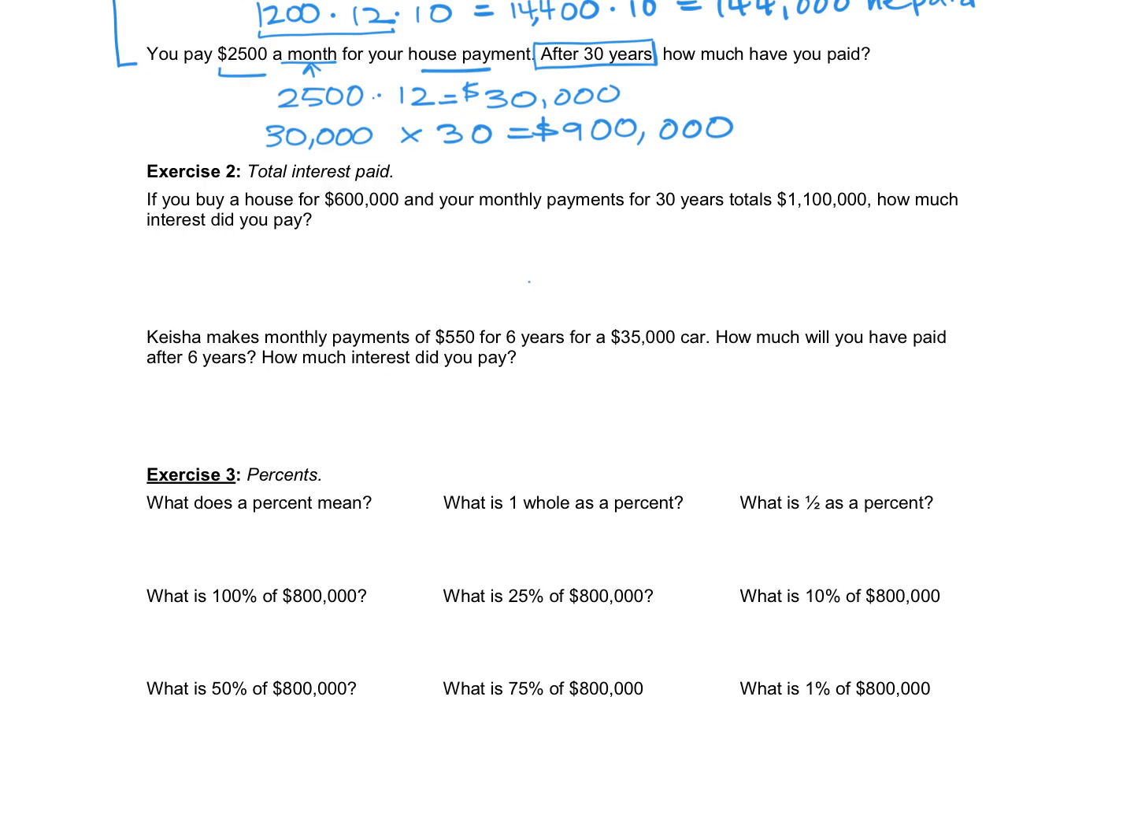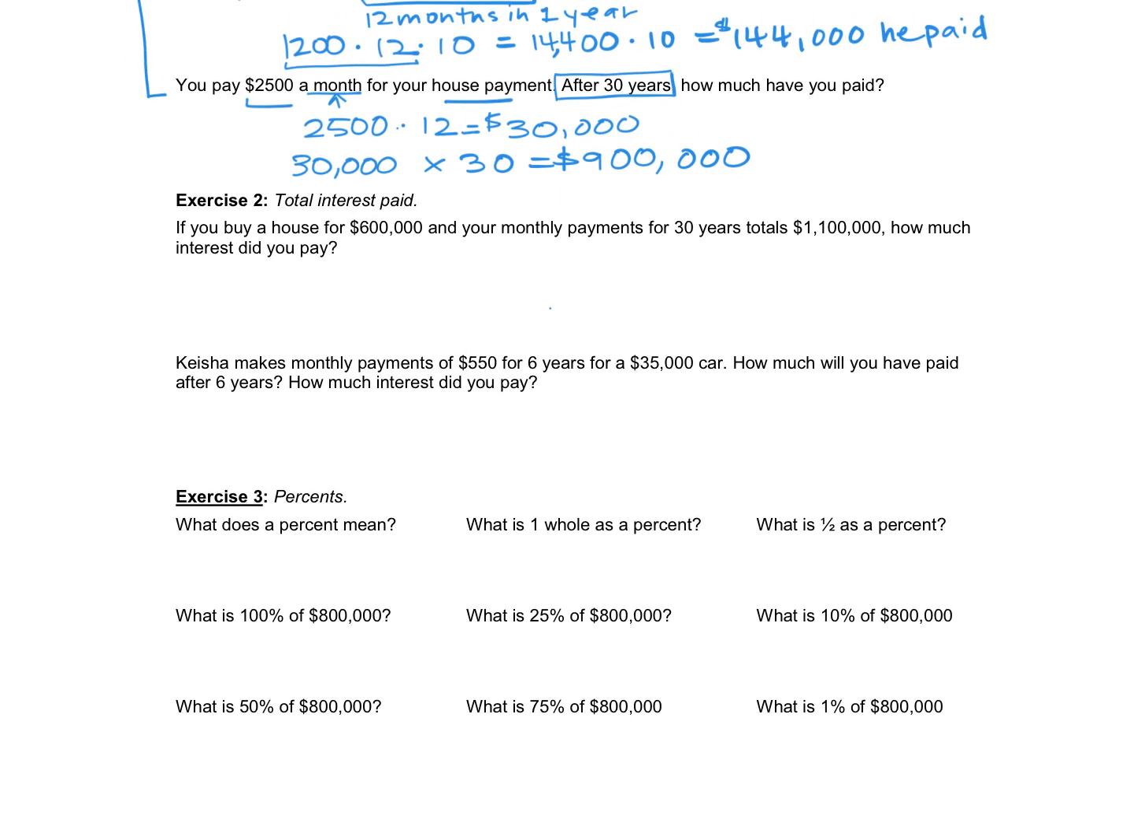There's going to be something called interest, which we'll see soon how to calculate it. But let's imagine that you did buy a house and it was a $600,000 home. Your monthly payments for 30 years totaled over $1 million there, $1,100,000. And so then it's saying, how much interest did you pay?